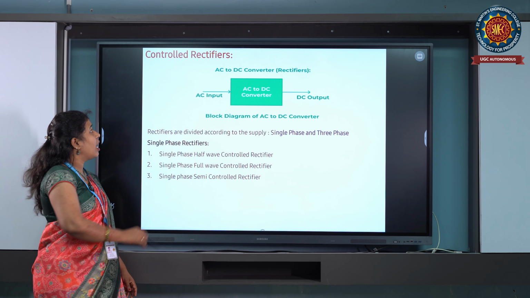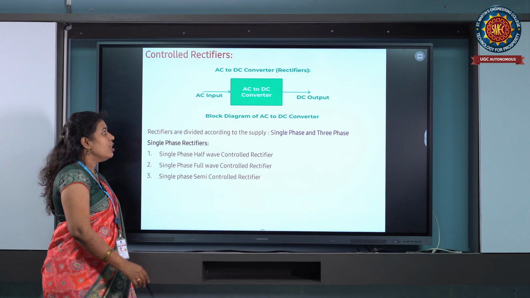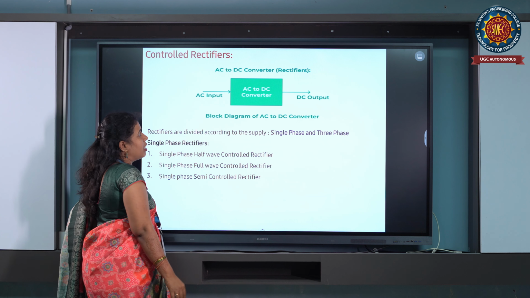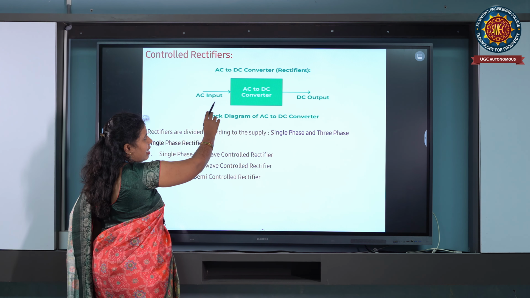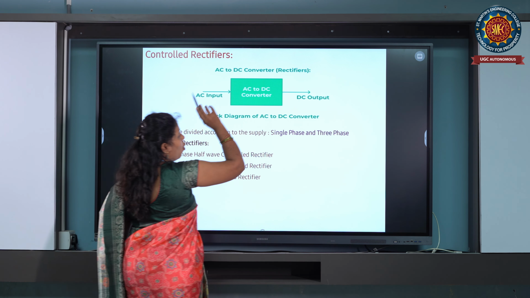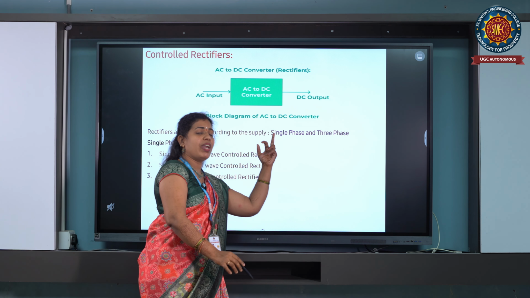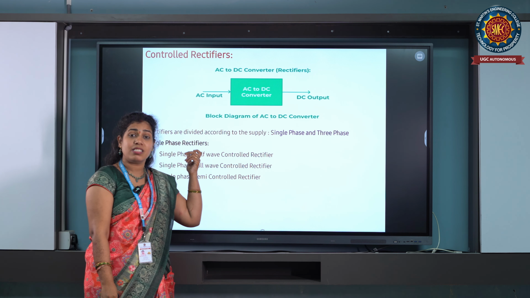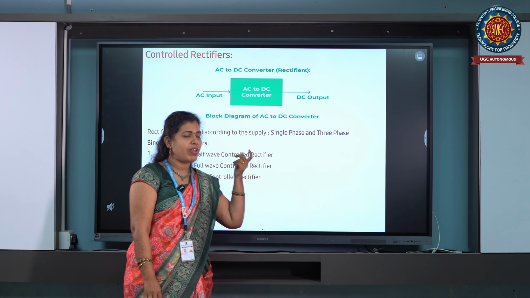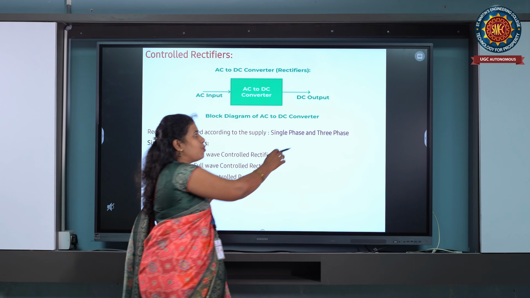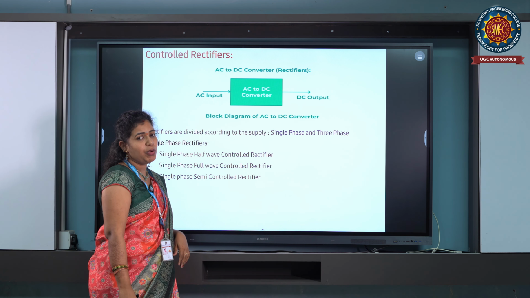Now we'll see the controlled rectifiers. Here this is the block diagram of the controlled rectifier. The input is AC and the output will be variable DC. We are giving fixed AC, but we are getting variable DC. Actually DC has 0 frequency, but we are not getting pure DC. That's why we say it is a variable DC.